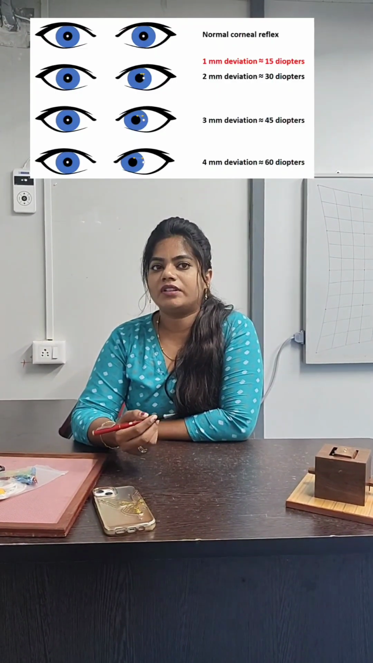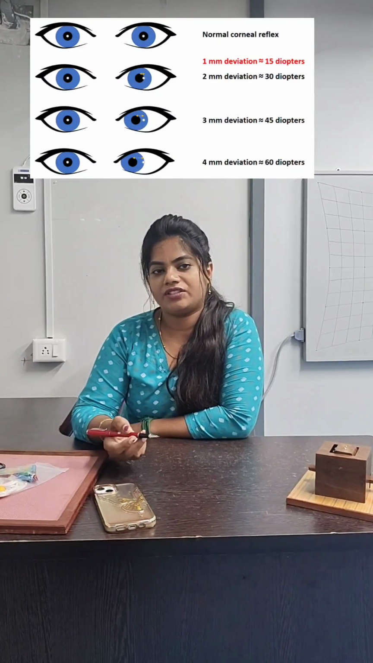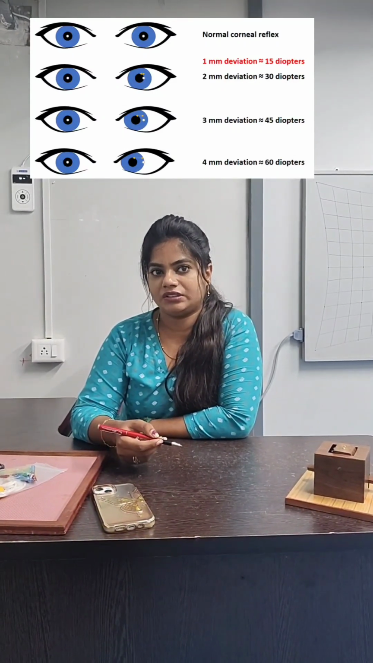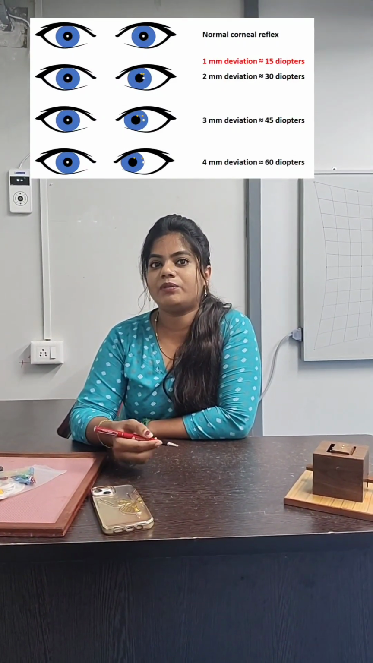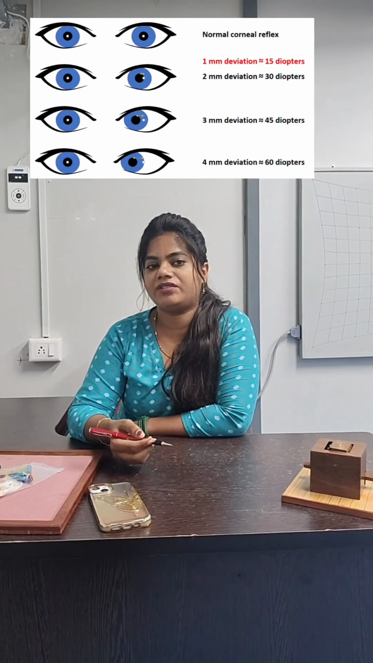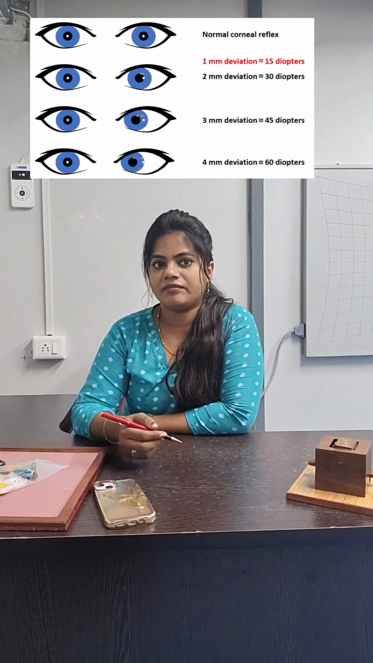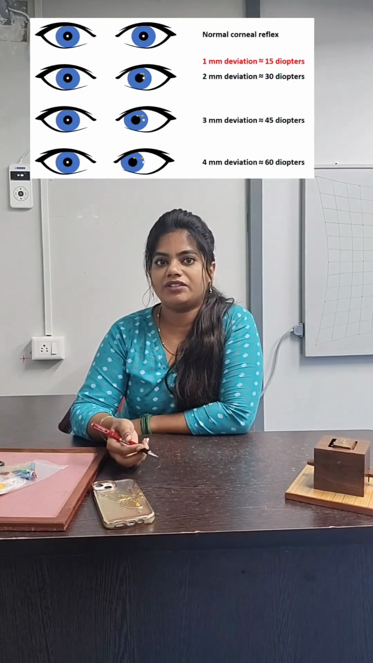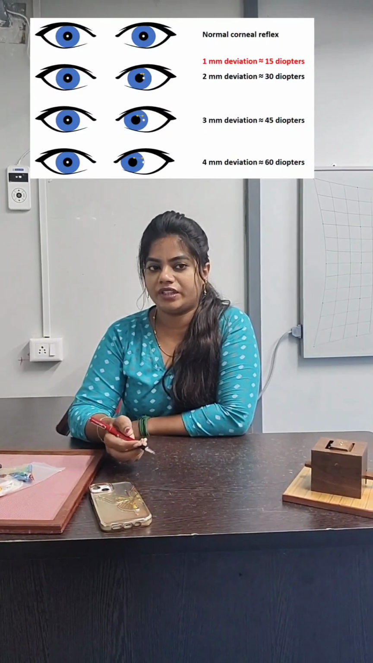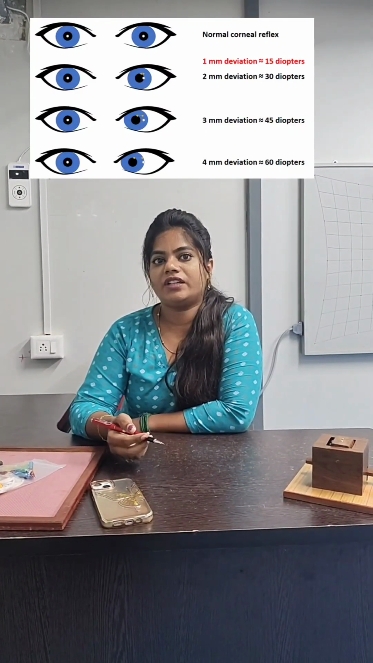Next, the degree of deviation can also be identified using the corneal reflex. If the corneal reflex is at the pupillary margin, it is 15 degrees of deviation. If the corneal reflex is between the pupillary margin and the limbal margin, it is 30 degrees of deviation. If it is at the limbal margin, it is 45 degrees of deviation. If the corneal reflex is at the sclera, then it is 60 degrees or more.